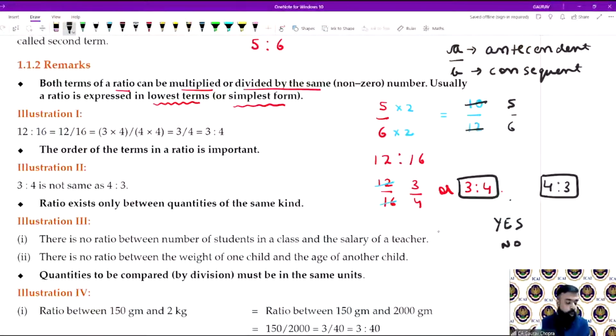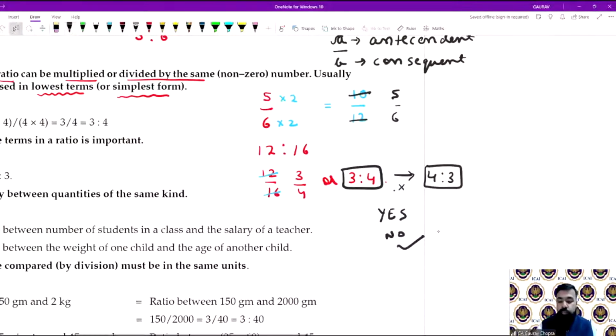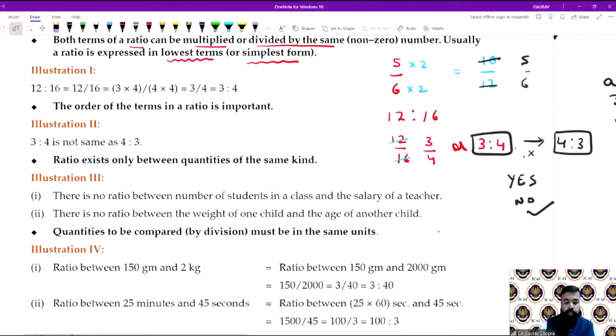Yes, Rachel says no. Hanin is also no. Aisha says no. Yes, you are right. The answer is no, because these two are not the same. 3 is to 4 is not equal to 4 is to 3. If we are mixing two commodities in 3 is to 4, and we write 4 is to 3, then ingredient A is now mixed in more quantity and B in lesser quantity. That means this will become incorrect. So 3 is to 4 cannot be written as 4 is to 3.